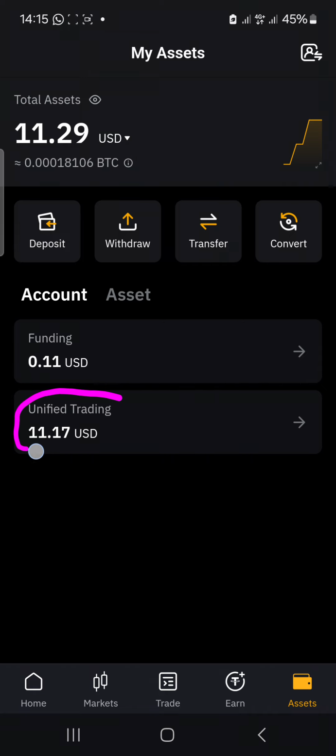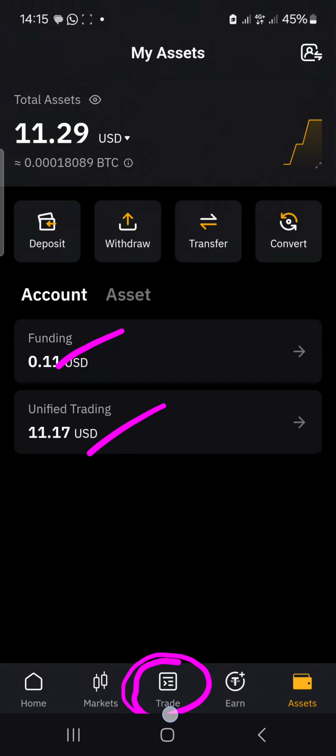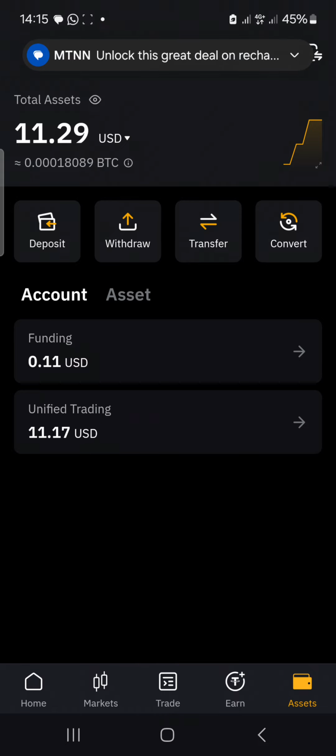So as you can see, the unified trading account now has the $11 balance. This is the time I will now be able to trade whatever I want to trade. So now we want to trade properly on ByBit. Now that you've transferred the funds from funding to unified trading, to trade you click on trade. You see where I'm highlighting, click on trade.